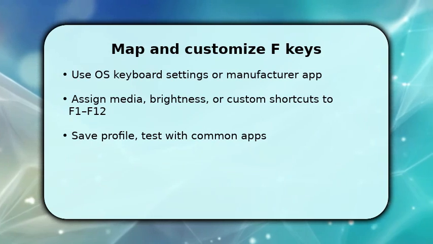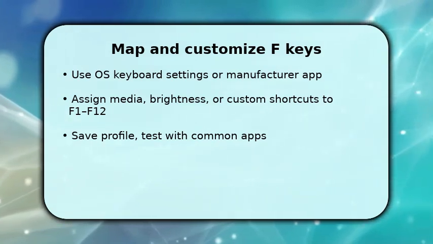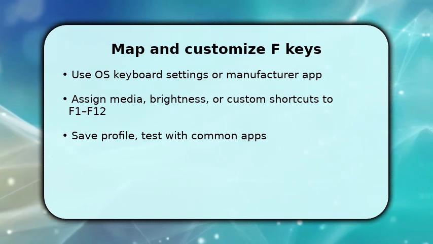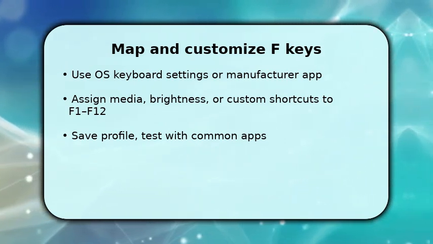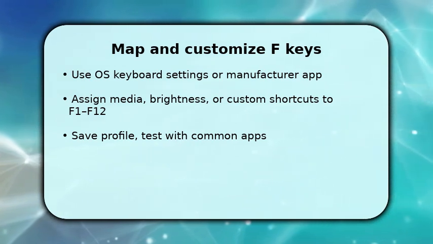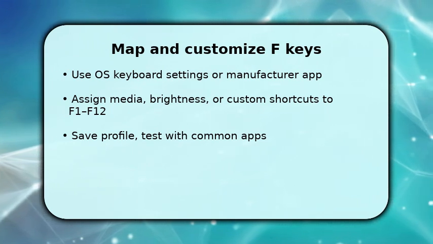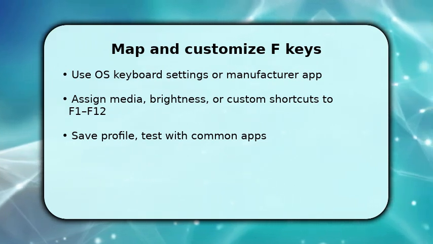You should map functions deliberately. Open your OS keyboard settings or the vendor utility and inspect the existing F key assignments. Once in the app, pick an F key, choose Media, Brightness, Window Management, or a custom macro, and then save that profile. If the keyboard supports multiple profiles, store a default and a task-specific set.